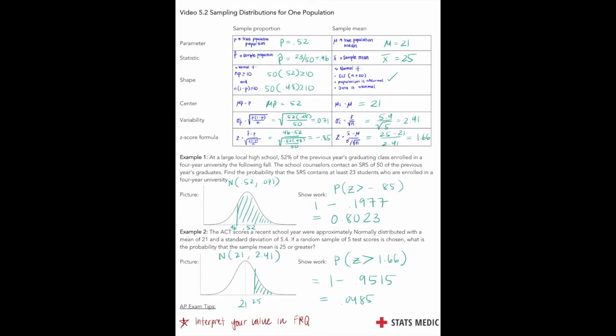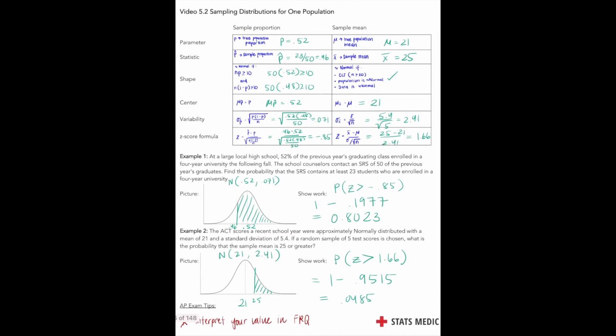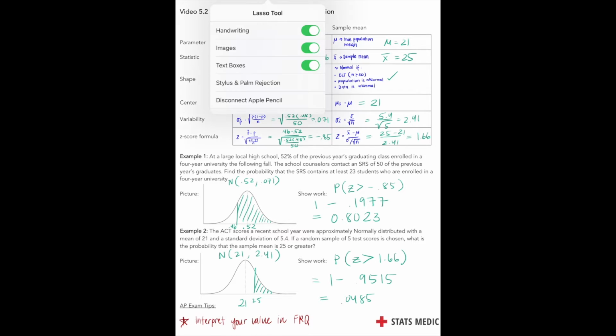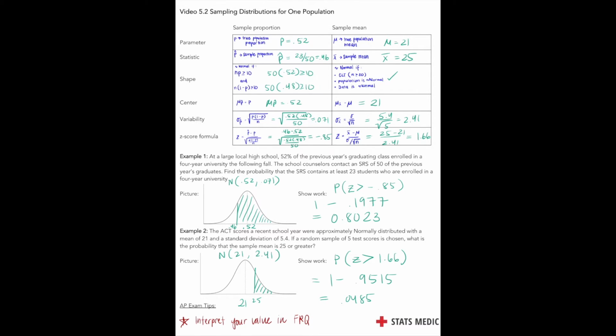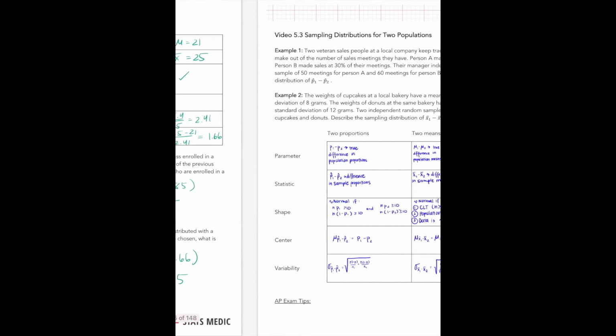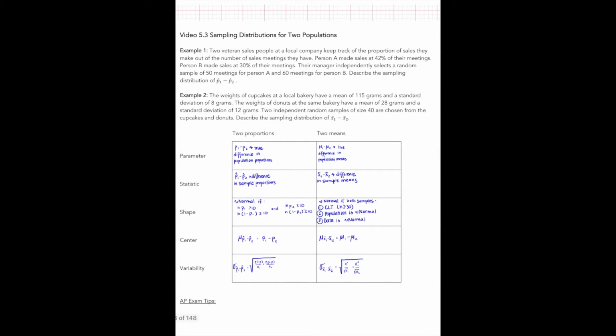All right. And then exam tip is just to make sure you interpret your values in the FRQ. So what I'm talking about is just make sure that you interpret these values at the end of this problem. So the probability that the simple random sample of at least 23 students who enrolled in a four-year university is approximately 80%.